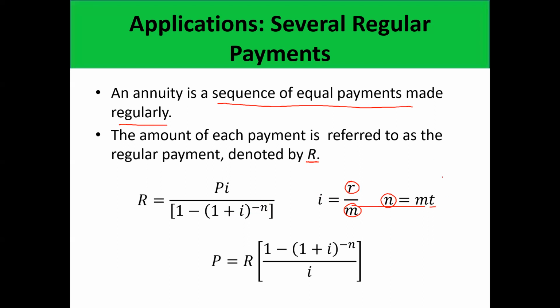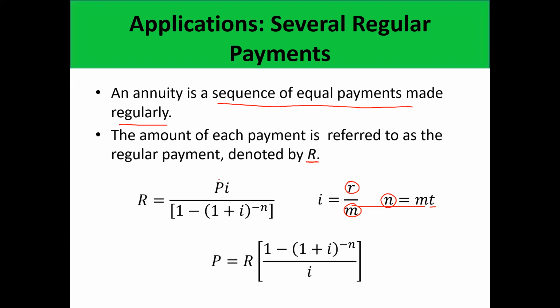So for example, now if the interest rate is compounded monthly and you need to pay for 2 years, that means it's 12 times 2, which is 24 periods or 24 monthly periods. So that means you need to pay every month 24 times. I mean, you need to pay 24 times in 2 years.